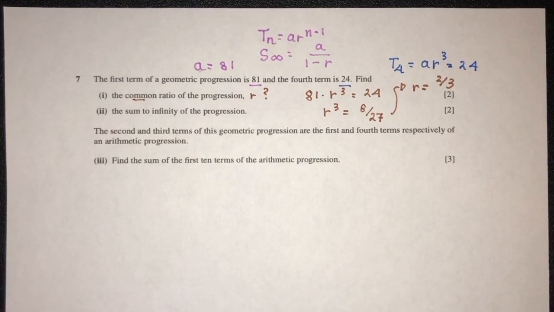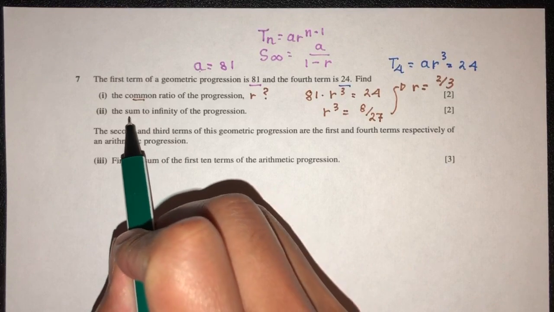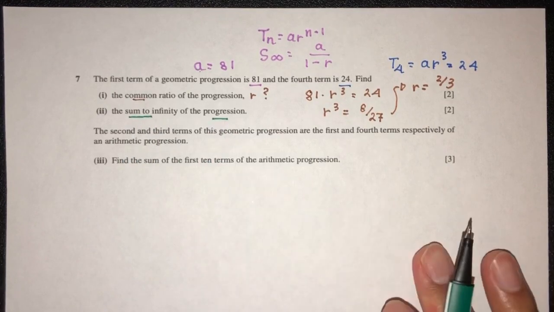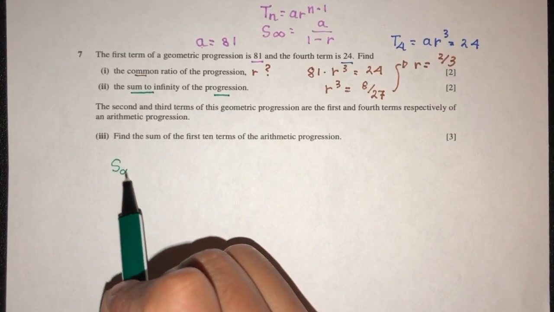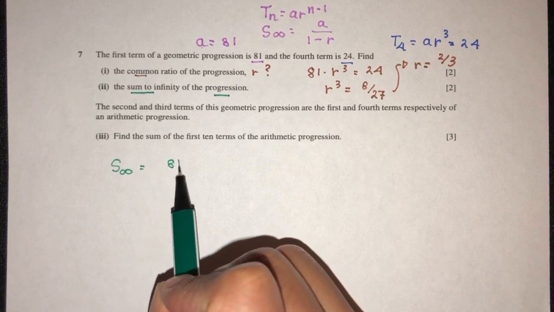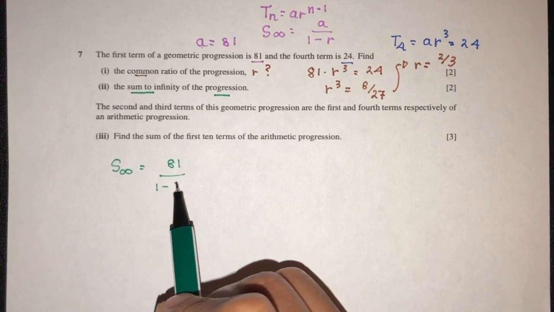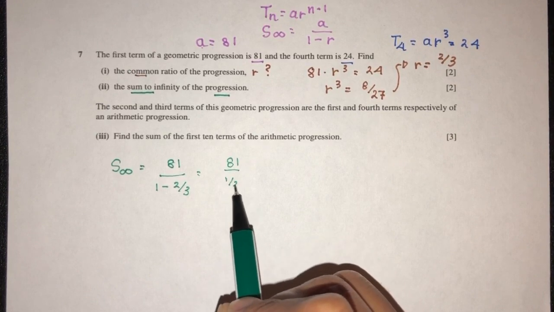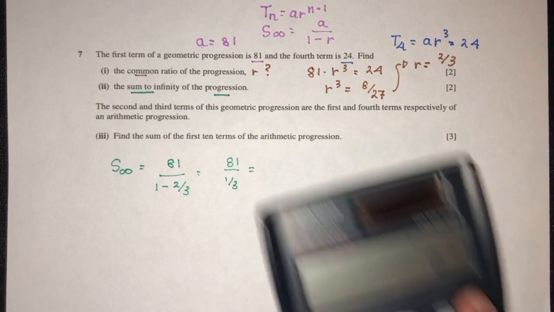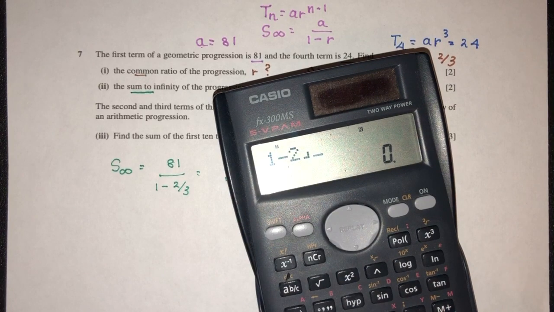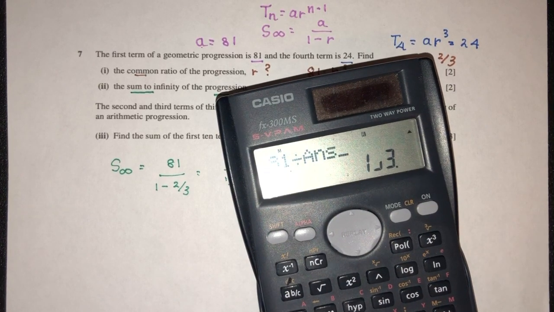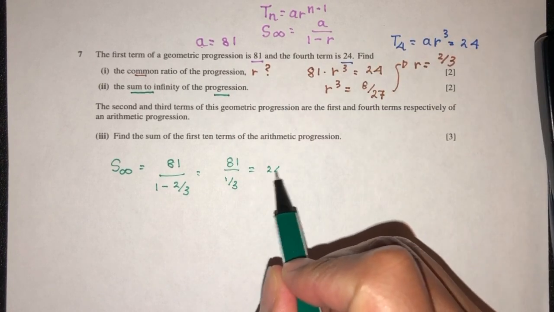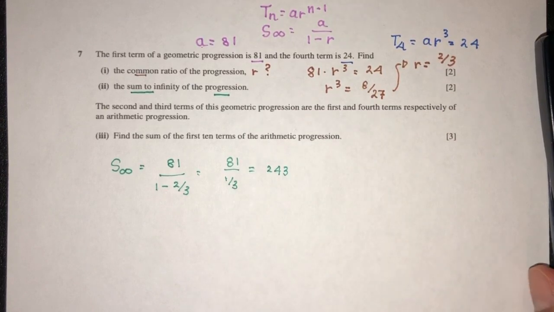That is part 1. Now for part 2, we have to find the sum to infinity of this progression. So pretty easy. Sum to infinity will have to be a, which is 81, over 1 minus r, which is 2 over 3. That will be 81 over 1 over 3. So let's find out. 1 minus 2 over 3 is 1 over 3. 81 divided by that should be 243 as the sum to infinity. Now that is part 2 of the question.